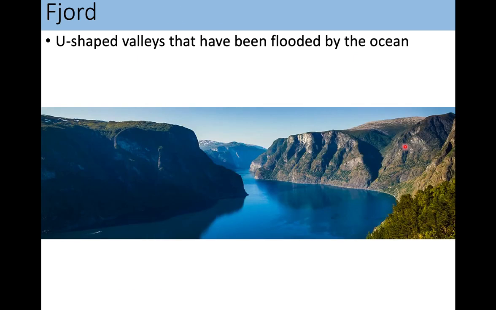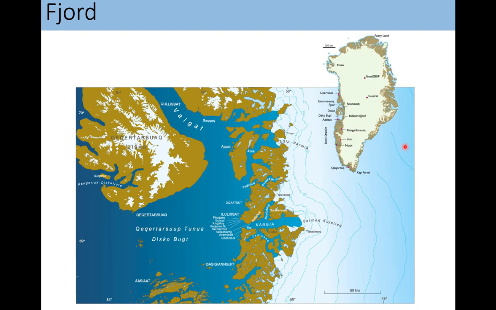So a fjord is what we call a U-shaped valley that has then been flooded by the ocean. Marine terminating glaciers always end in a fjord because they end in the ocean. So a fjord is just the ocean that has since flooded these U-shaped valleys that were carved by glaciers.